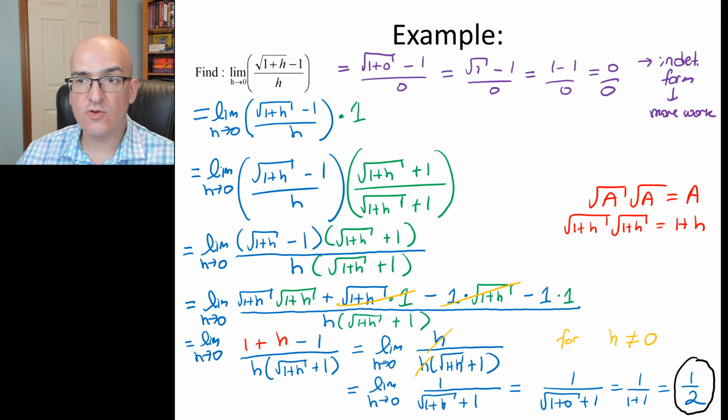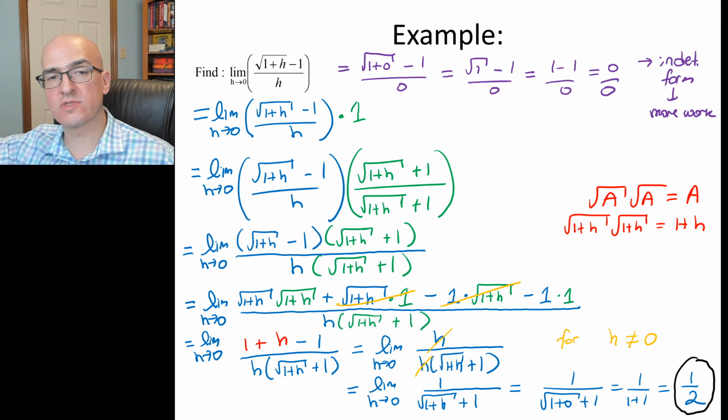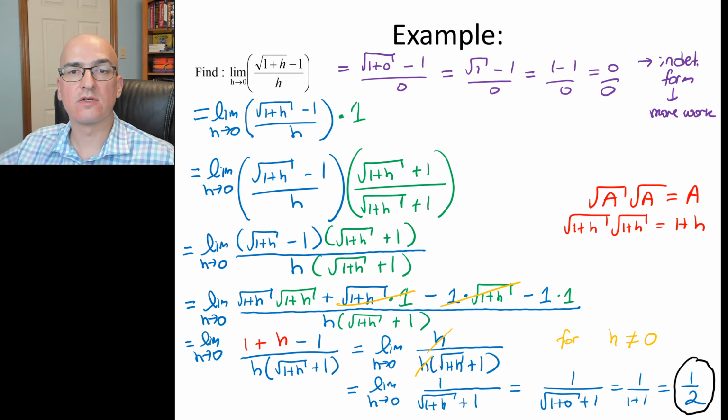It gave us the value of the limit. It told us what the 0 over 0 was actually hiding, what the value of the function is when h is almost equal to 0.